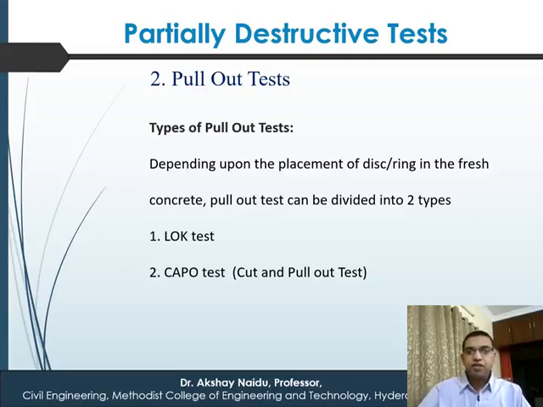Next is pull-out tests. Pull-out tests are of two types. One is lok test, other is CAPO test. CAPO is cut and pull-out test. Lok test and CAPO test, they differ upon the method of placement of the disc or ring in the fresh concrete. We'll just see what it is.